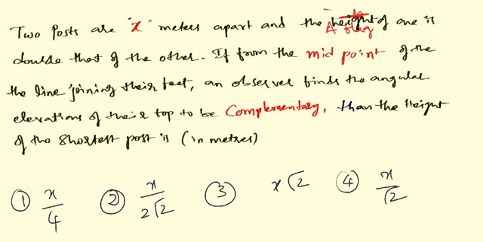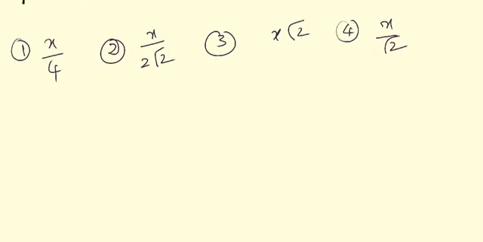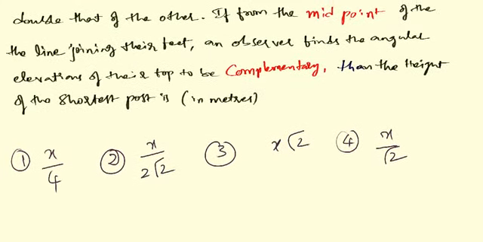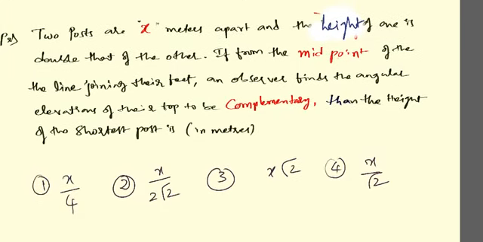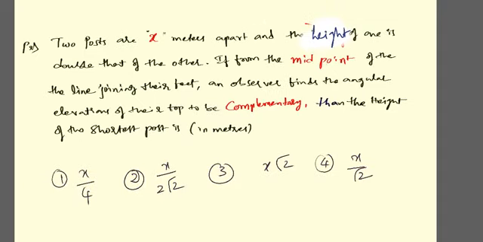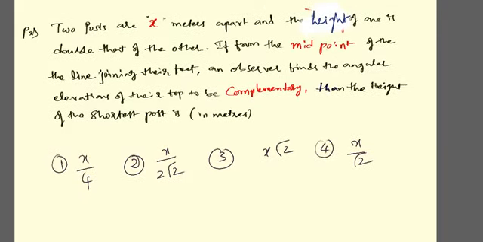So what is given here? Here something is wrong. This must be height. Here it must be height. Two posts are x meters apart, and the height of one is double that of the other. It is given, two posts. So it is clearly given. Two posts are how much apart, friends? These are x meters apart.